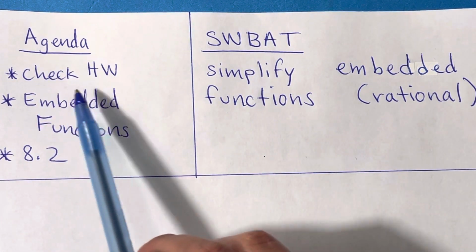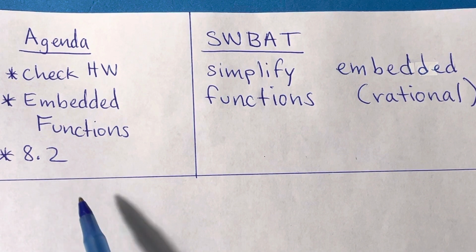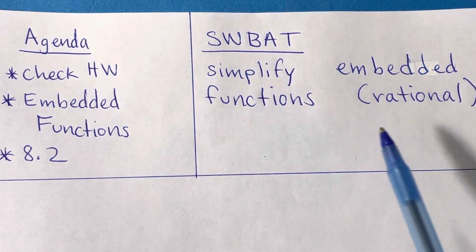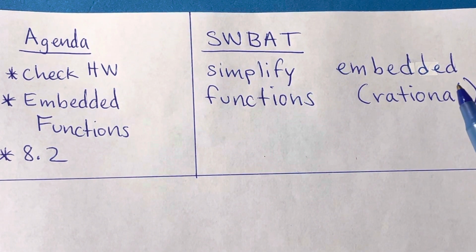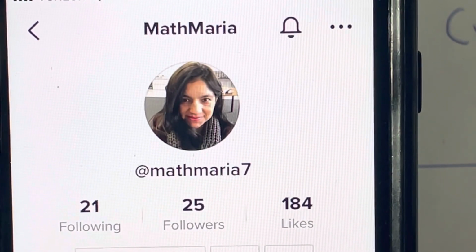Students, today's agenda is to check homework. We'll be learning embedded functions and you will be able to do 8.2. Today students will be able to simplify embedded functions, and many times we'll end up working with rational expressions.